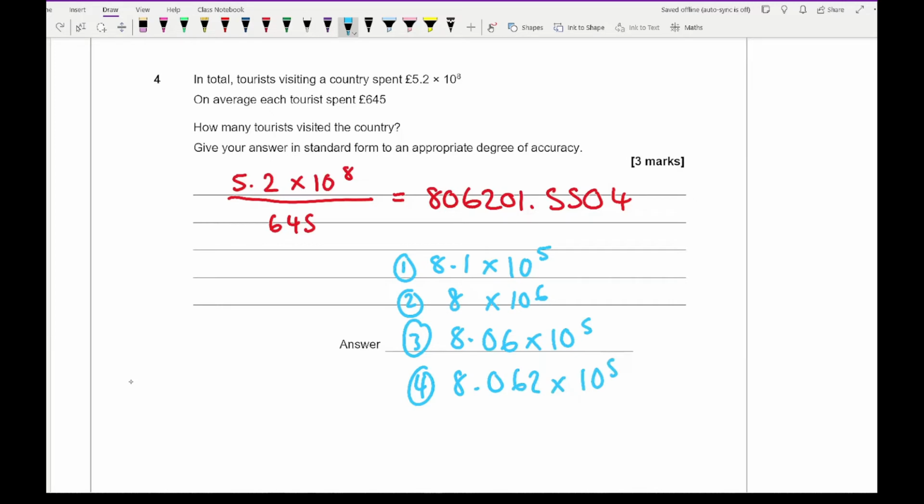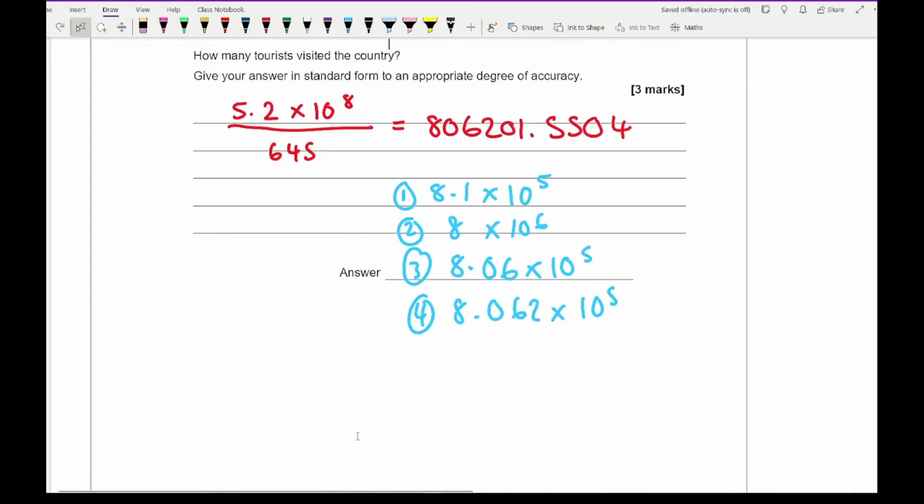Now personally speaking, I would probably opt for option number 1, simply because how they've written this number here is probably going to be the same format I would possibly choose. So as they've written it to one decimal place, I will probably opt for the same, but any of those 4 answers there would get you full marks.